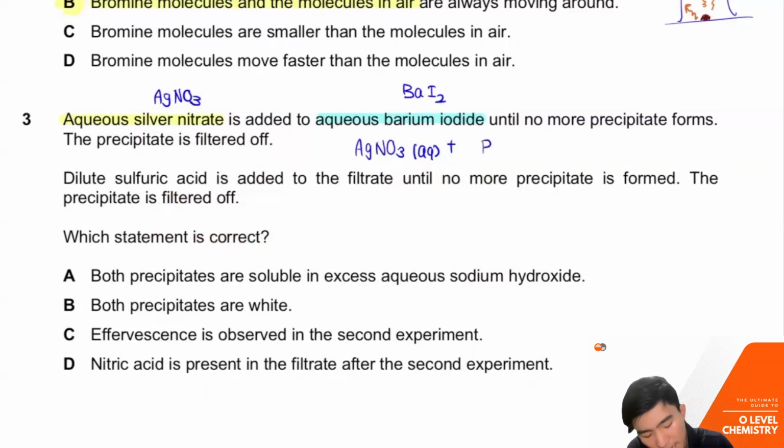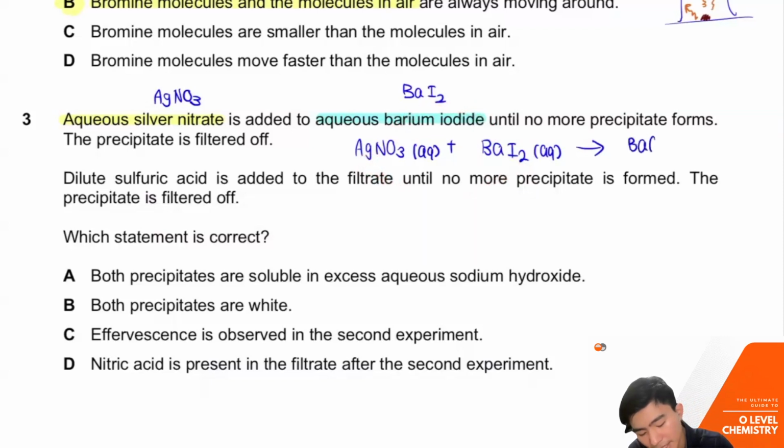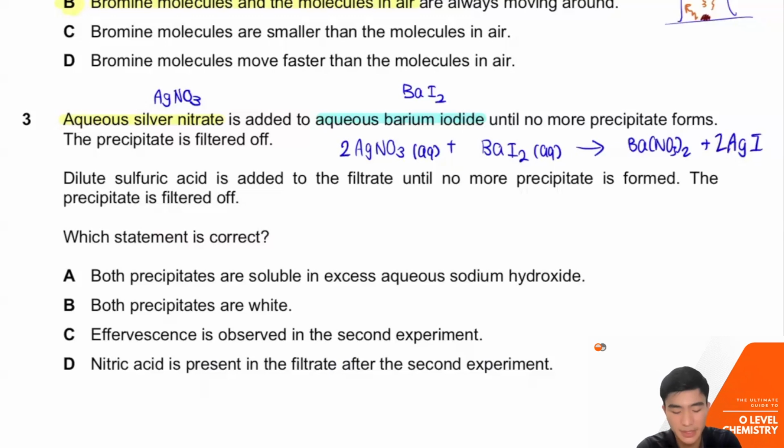Now, BaI2, this is an aqueous solution as well. It's going to give us what? Remember, displacement reaction, ionic exchange. Silver goes to iodine. Barium goes to nitrate. So this will be the result that we get. We first have barium nitrate. And we will also get silver iodide. Okay, so balance the equation, it will look something like this.